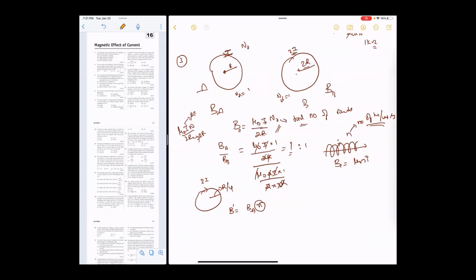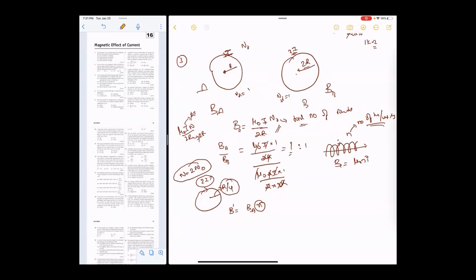Make it fast. What is the formula again? Mu naught N I by 2R, where N is the number of turns. So the number of turns I'm also changing by 2 times N naught. Now do it fast. The number of turns I increased by 2, current I increased by 2, radius I have decreased by 4. Nishan Saura, wonderful. Others, if you are getting the same, it is fine. So what is the new value?